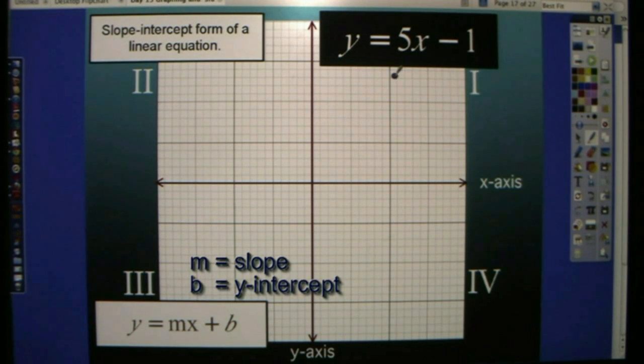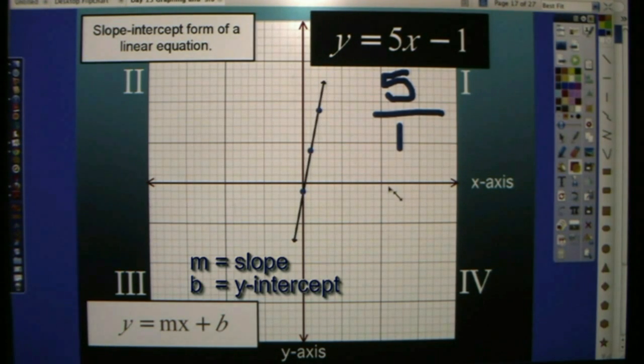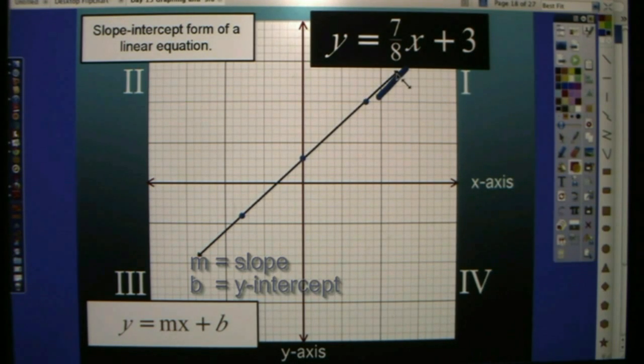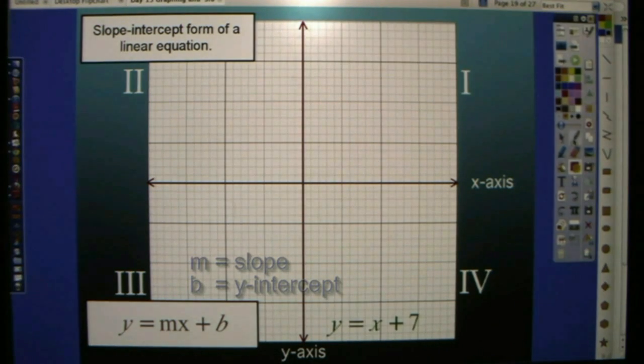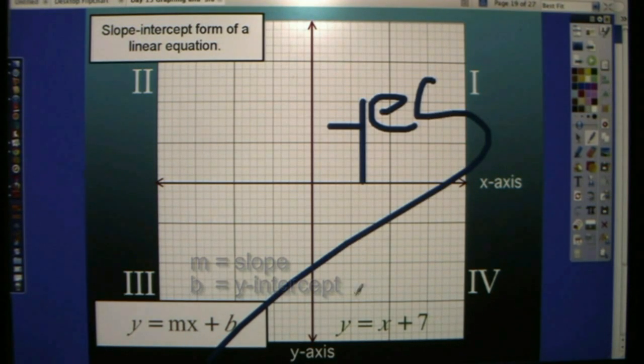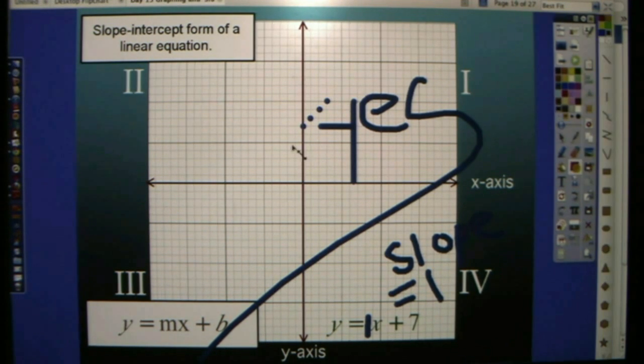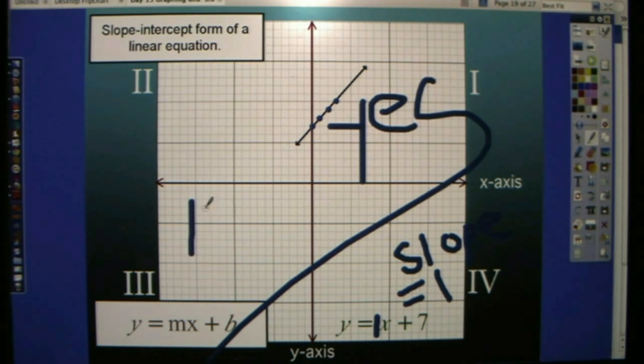Y equals 5x minus 1. 5 is the same as 5 over 1, so the intercept was negative 1. The positive slope, 5 up, 1 over. Y equals 7/8 x plus 3. We know the slope is positive, so we gotta make sure the line goes in that direction. Mark 3 on the y-axis, and draw the line. Rise of 7, run of 8. Yes! That 1x. X doesn't equal 1, but there is 1x there. Slope of 1, 45-degree angle.